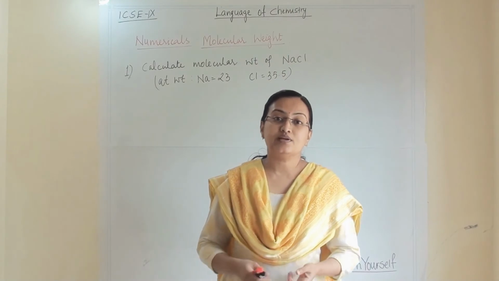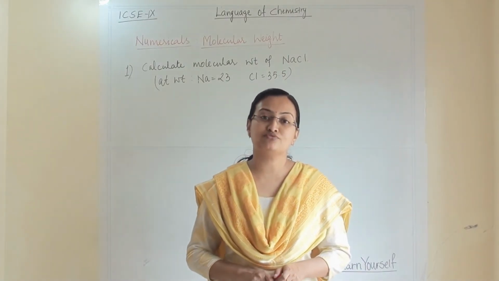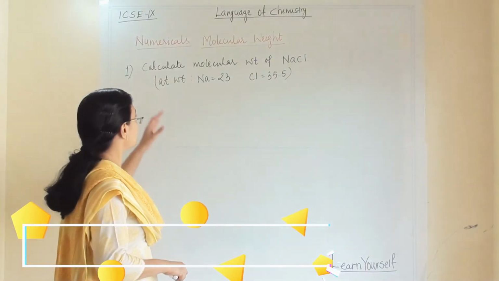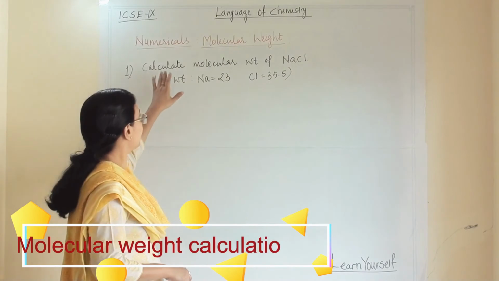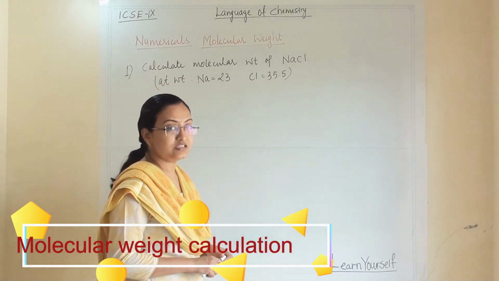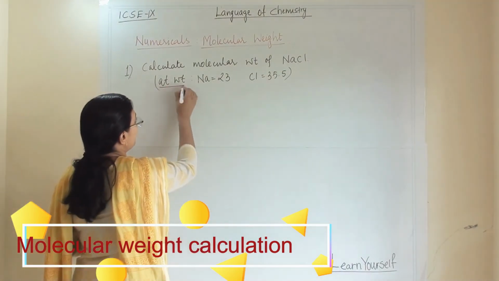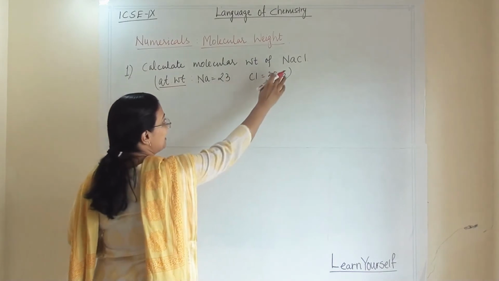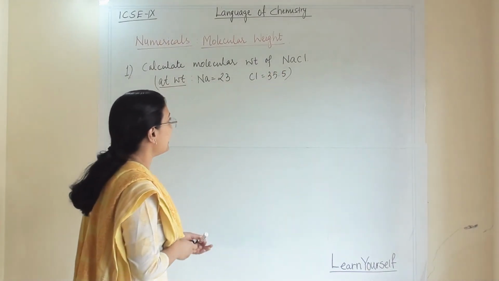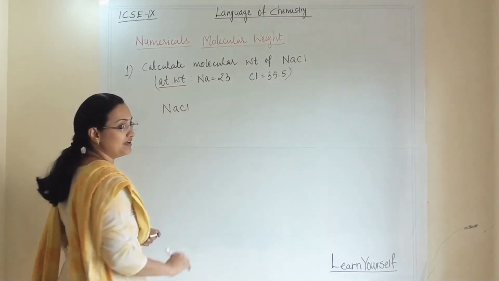How to calculate molecular weight and how to calculate percentage composition for a given compound. Let us first understand the first type of numerical, that is, calculate the molecular weight of NaCl. In this type of numerical, we will be given the atomic weight for all the atoms used in our compound. So in NaCl, we have to find out the molecular weight of NaCl.